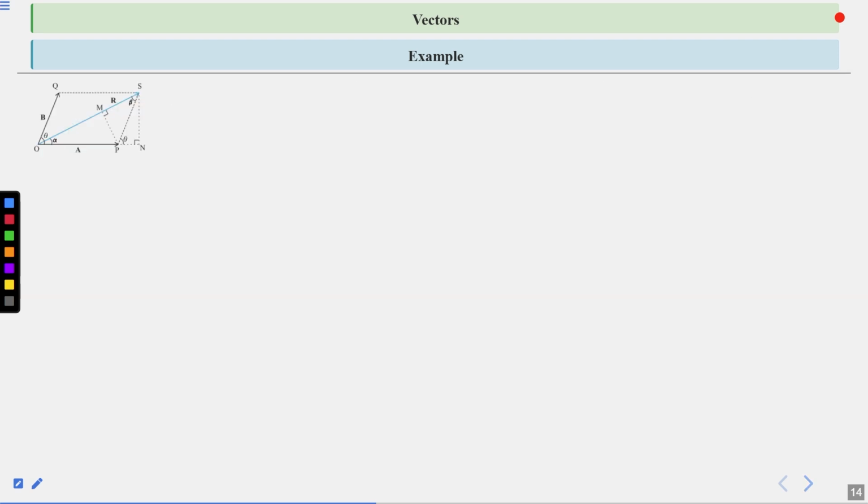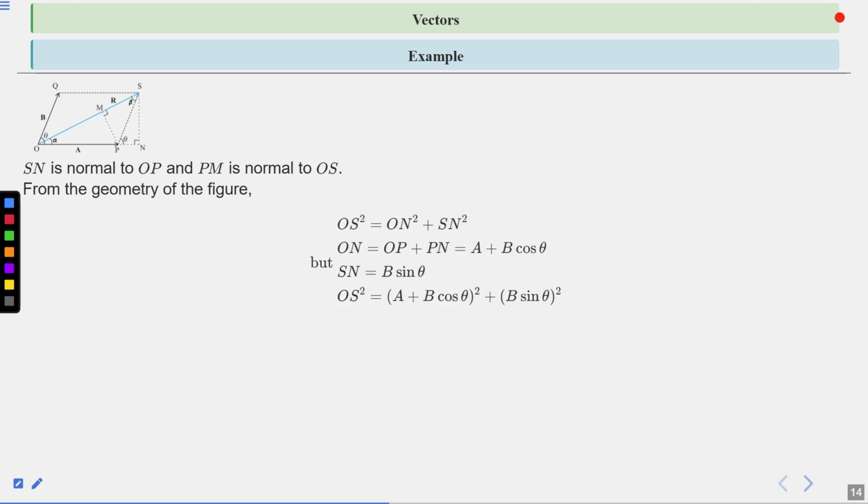So SN is the normal to OP and PM is the normal to OS. From the geometry of the figure, OS square is equal to ON square plus SN square. So this is the Pythagoras law.